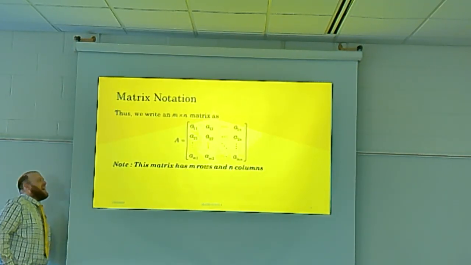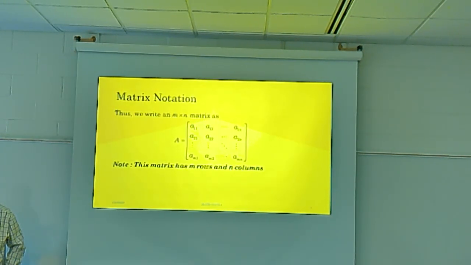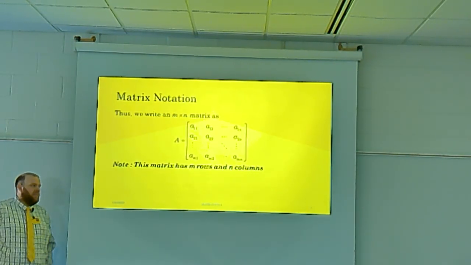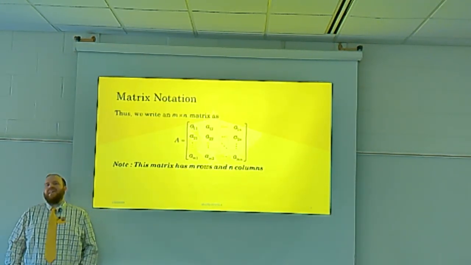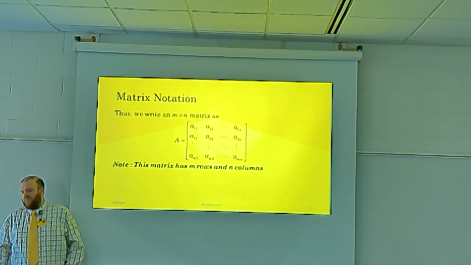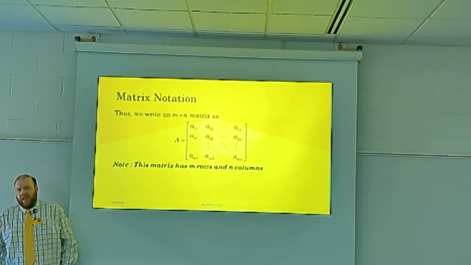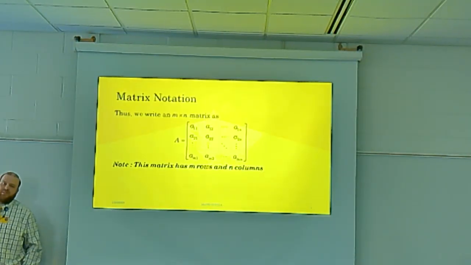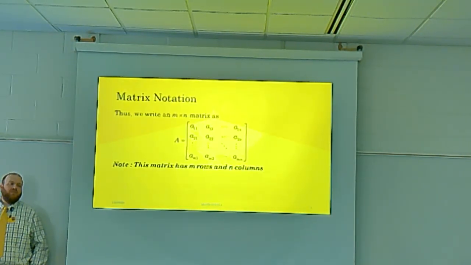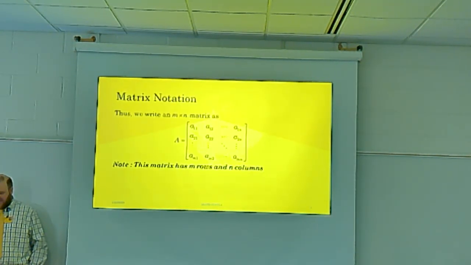So the m by n matrix would be represented this way. And so this matrix has m rows, n columns. M by n is called the size of the matrix or the dimensions of the matrix, and it's always row by column. So then why do you use i and j?